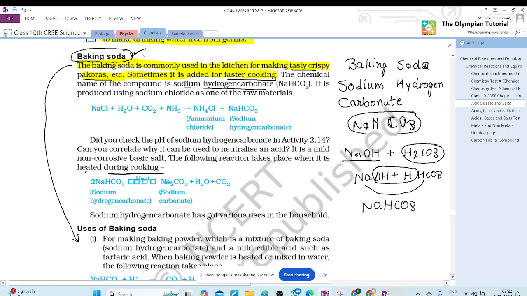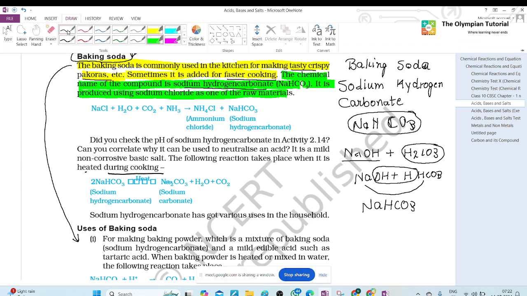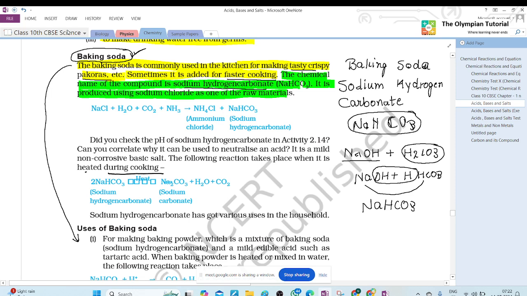So you will write the topic name baking soda. These two lines you will write in the last. When we write uses of baking soda, you will start from here. The chemical name of the compound is sodium hydrogen carbonate. It is produced using sodium chloride as one of the raw materials. Students, we are studying about the uses of sodium chloride.